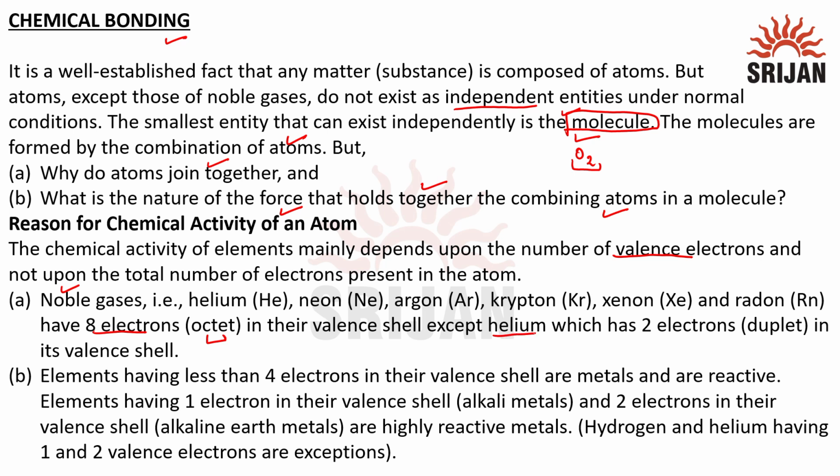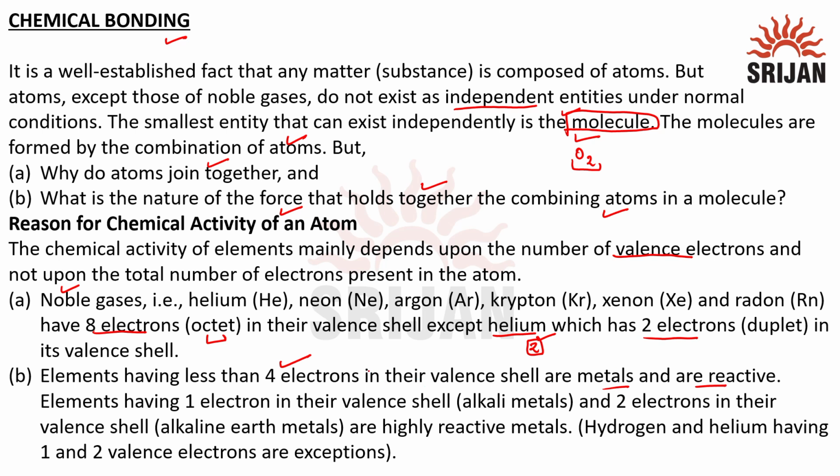But in the case of helium, it has only 2 electrons in the outermost shell because it completes its duplet to become stable, as helium comes in the second position in the periodic table. Now, elements having less than 4 electrons in the outermost shell are metals and are very reactive, and they tend to lose these electrons.